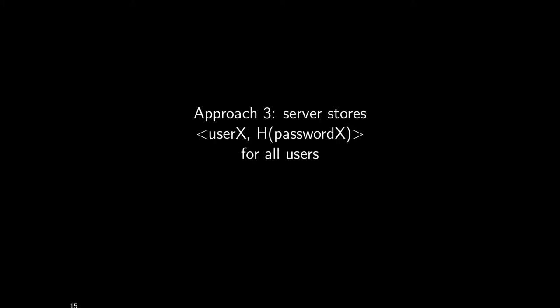So now, thinking back to our previous lecture, what if we stored the user and the hash of their password for every user? The hash is pre-image resistant, meaning that given the hash, you can't figure out the password. The attacker compromises the password file, gets the list of users and all their password hashes, but they can't get the passwords themselves. And keep in mind that the server can trivially authenticate users. A user sends the password, the server hashes it, and then checks to see if the hash matches the stored hash.